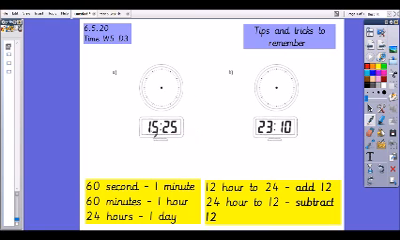So in this example, it's given me 15:25. It's 24 hour time as the number is bigger than 12. That means I need to subtract 12. I know that 15 take away 12 is 3. So my time would be 3:25.